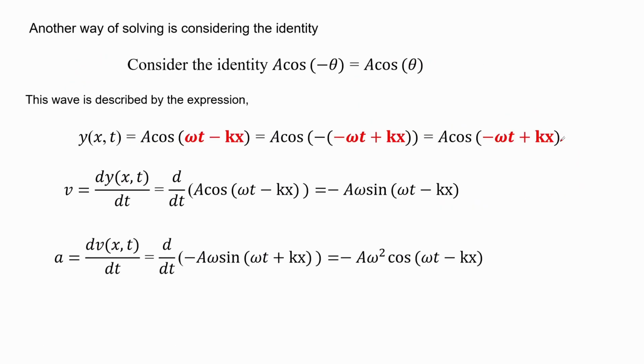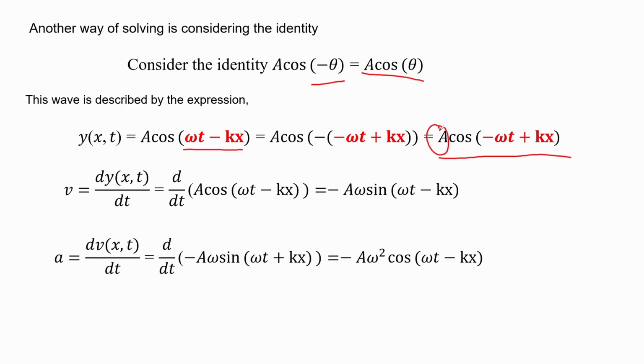Another way of solving this is considering the identity of this cosine function, but with a negative parameter inside, and the identity tells us that this will give you exactly the same value as cosine theta. So it gives you a maximum positive amplitude even if theta is negative. So that means we can also use this function, wherein the function inside is omega t minus kx. Even if we factor out the negative here, this will still give you a maximum positive amplitude A.